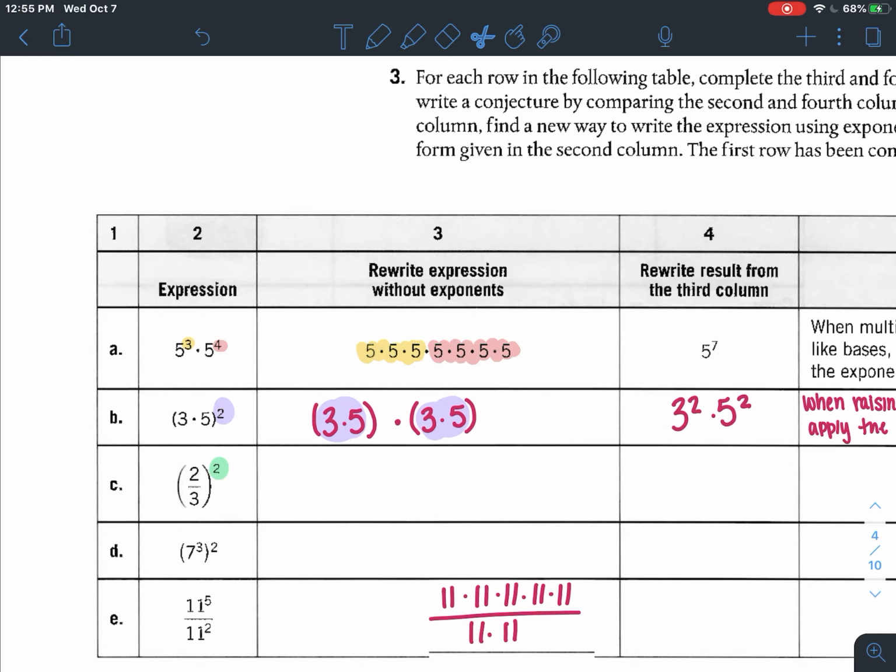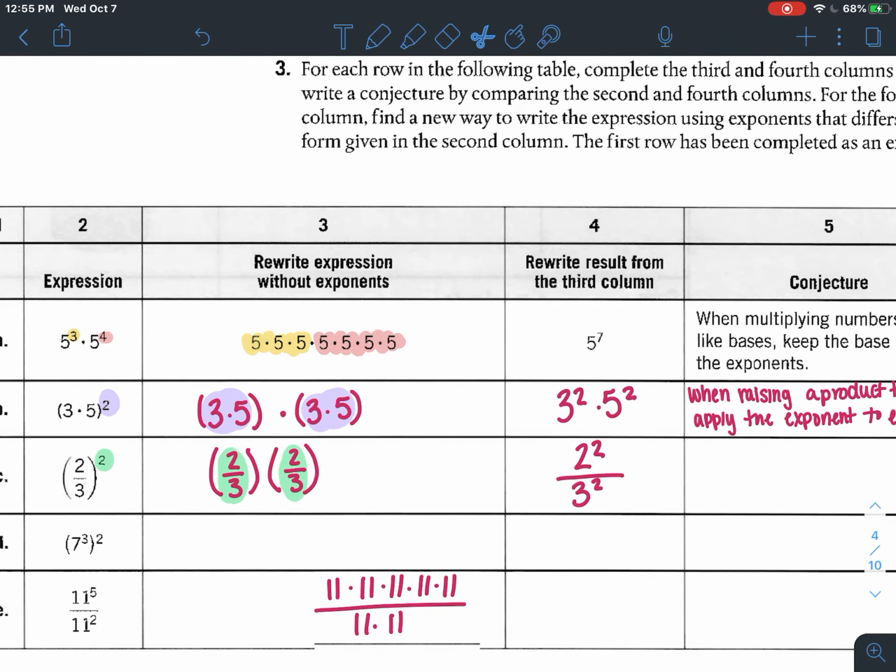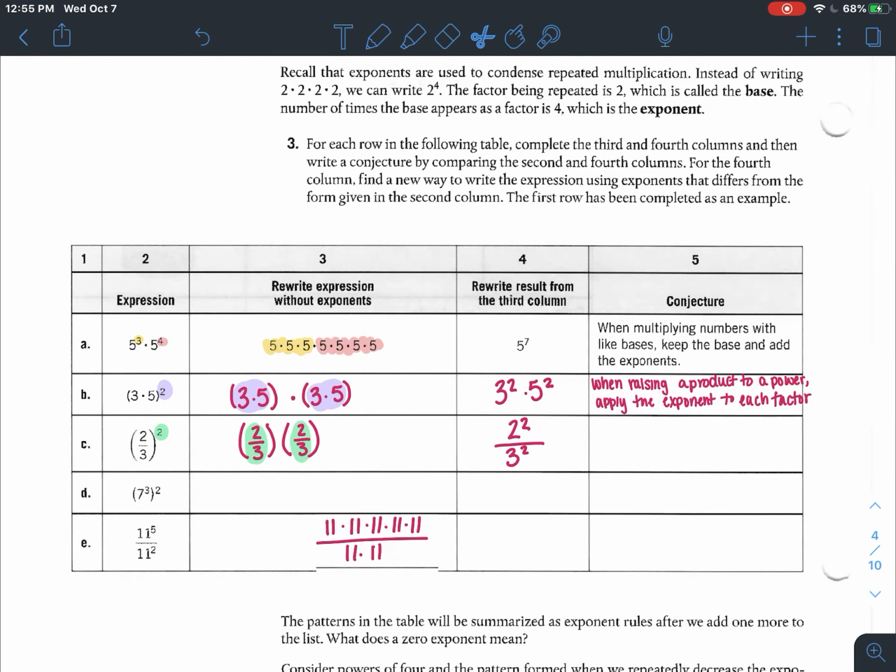The next one, pretty similar, except now instead of multiplying, we're dividing, but that squared is still the same. So I'm going to write my fractions out twice, multiplying them together. So 2/3 times 2/3. And then rewrite the result. It's going to be 2 squared divided by 3 squared. So the last one was a product. This one is a quotient, which is division. So when raising a quotient, or the division, to a power, apply, or I like to use the word distribute, the exponent to the numerator and denominator. So we distribute it to the top and we distribute it to the bottom.